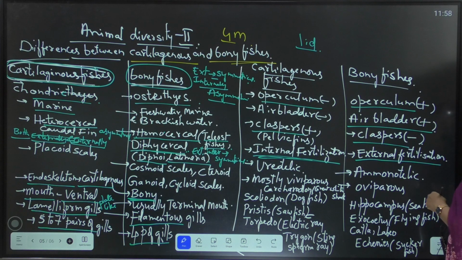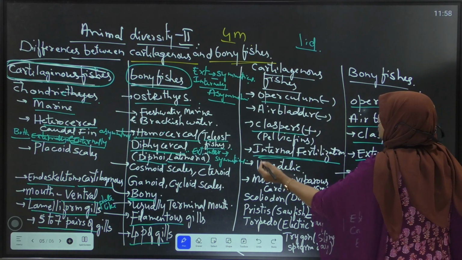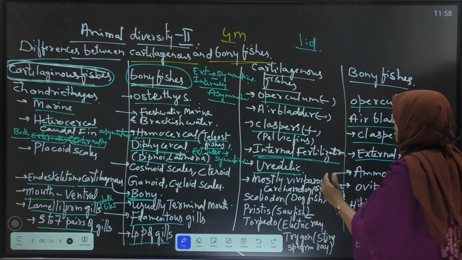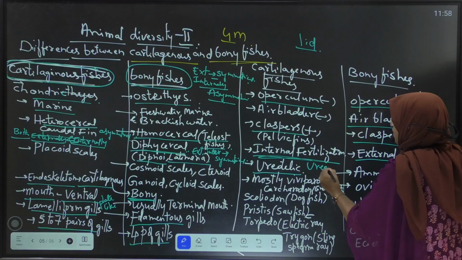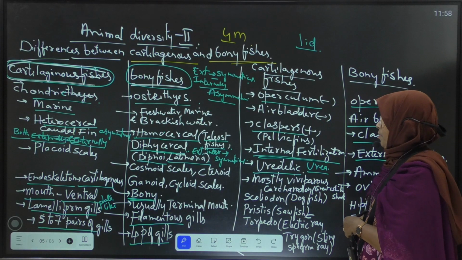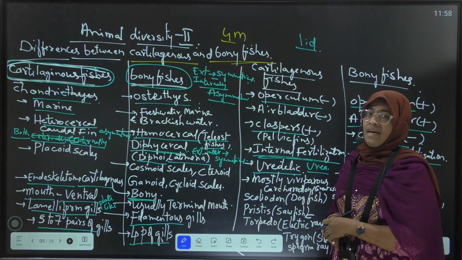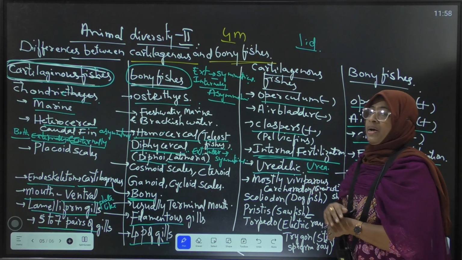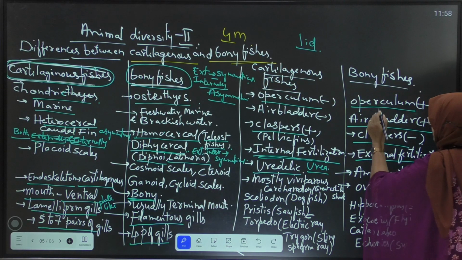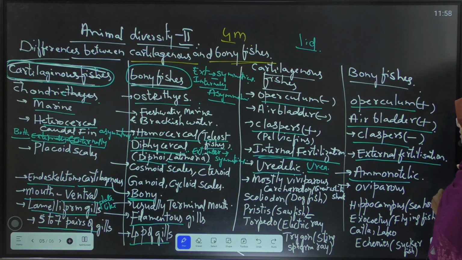Okay, right? Next, the excretory product of cartilaginous fishes is urea. They excrete nitrogenous waste in the form of urea. Hence, they are called ureotelic animals. Next, bony fishes excrete nitrogenous waste in the form of ammonia. Hence, they are called ammonotelic.